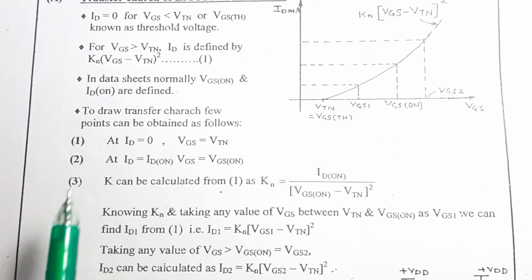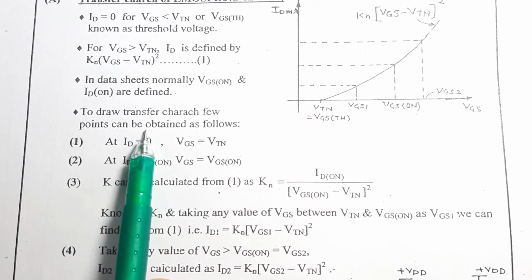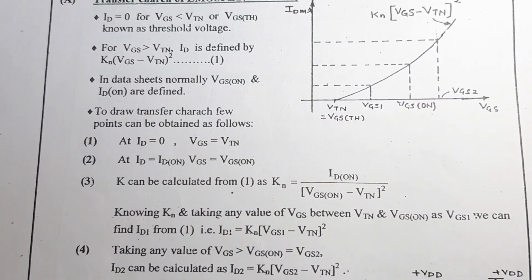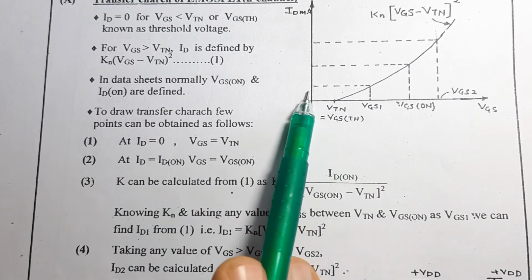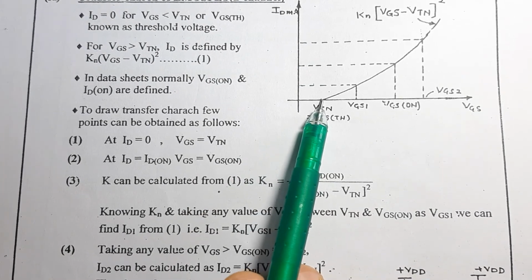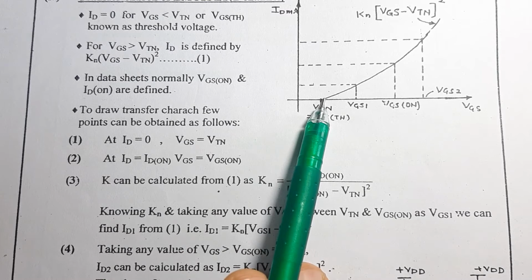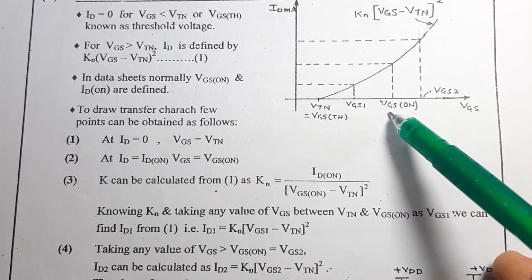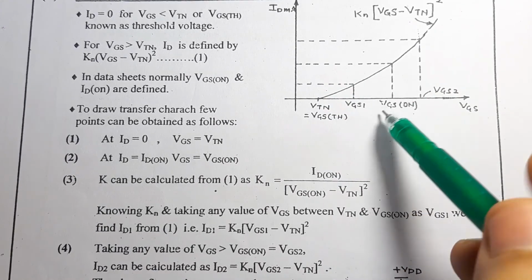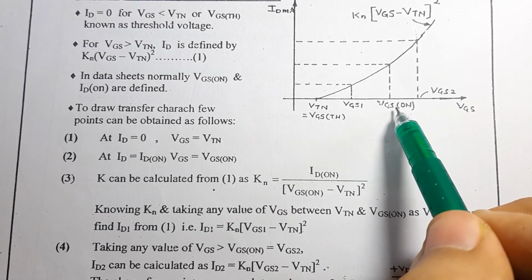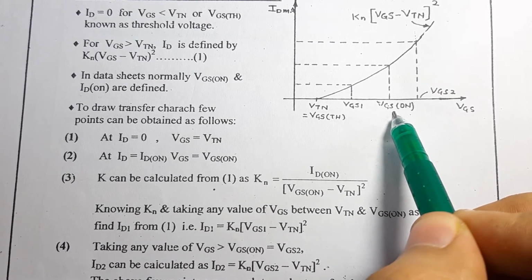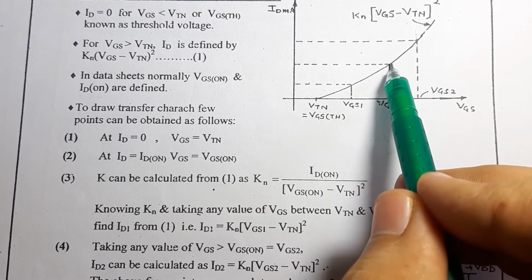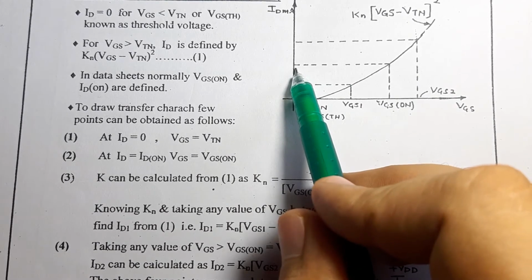Now, to draw the transfer characteristic, a few points can be obtained as follows. At ID equals 0, VGS is equal to VTN, and when ID is equal to ID on, VGS is equal to VGS on. You consider a point on this graph and drop two projections, one on the x-axis and one on the y-axis. The projection on the x-axis is known as VGS on, because here the MOSFET is working as an amplifier. Similarly, if you project this point on the y-axis, it gives you ID on.